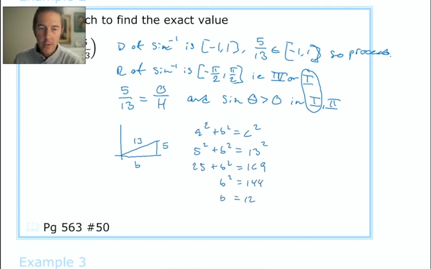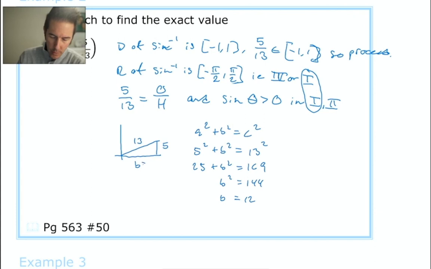This is a famous triangle. I already knew what the answer was. It's a 5, 12, 13 triangle. It's one of the Pythagorean triples. The 3, 4, 5 triangle, the 5, 12, 13, the 8, 15, 17, and the 7, 24, 25. Those are the primary Pythagorean triples that we work with in our right triangles.